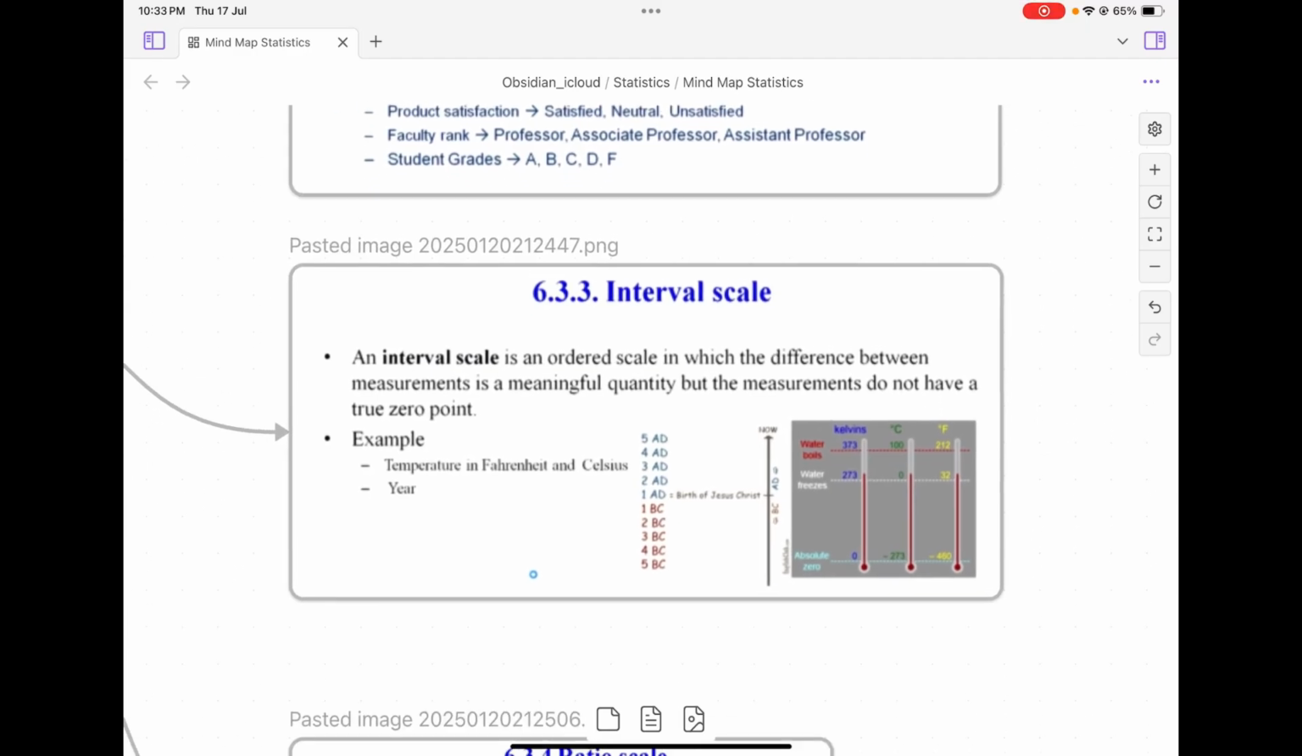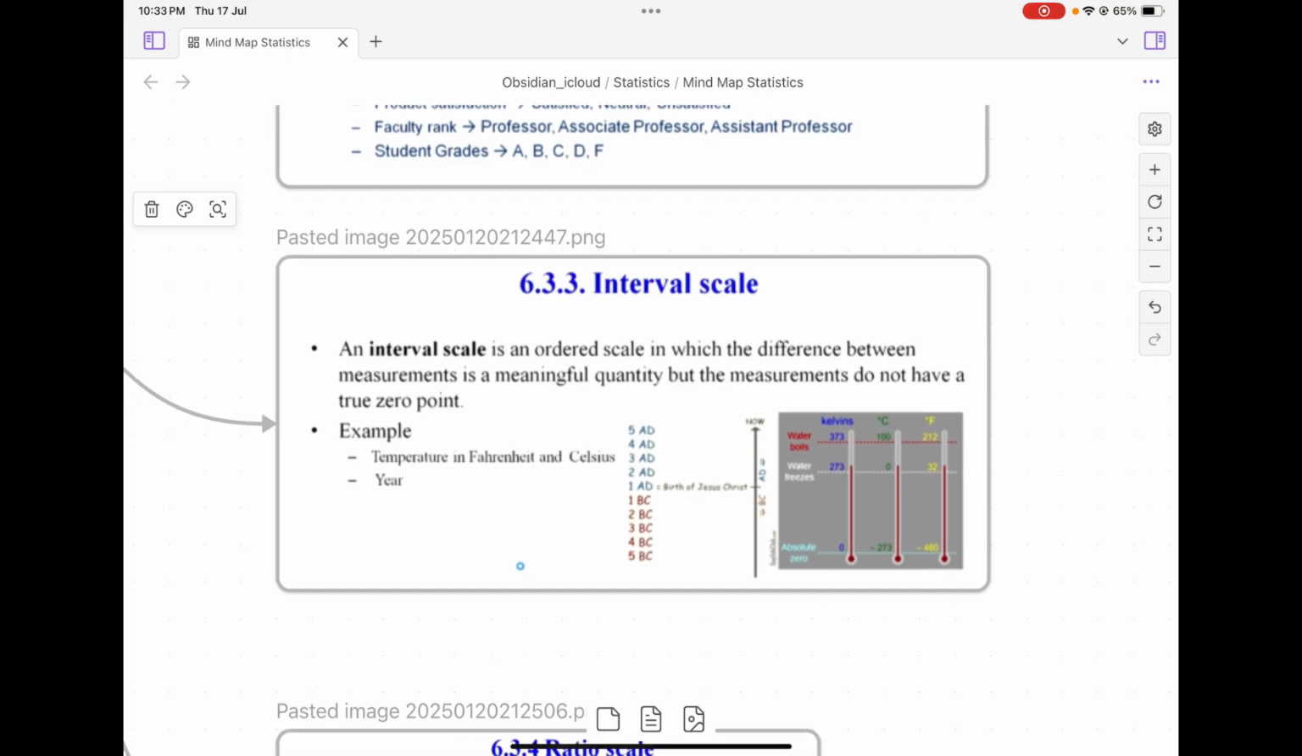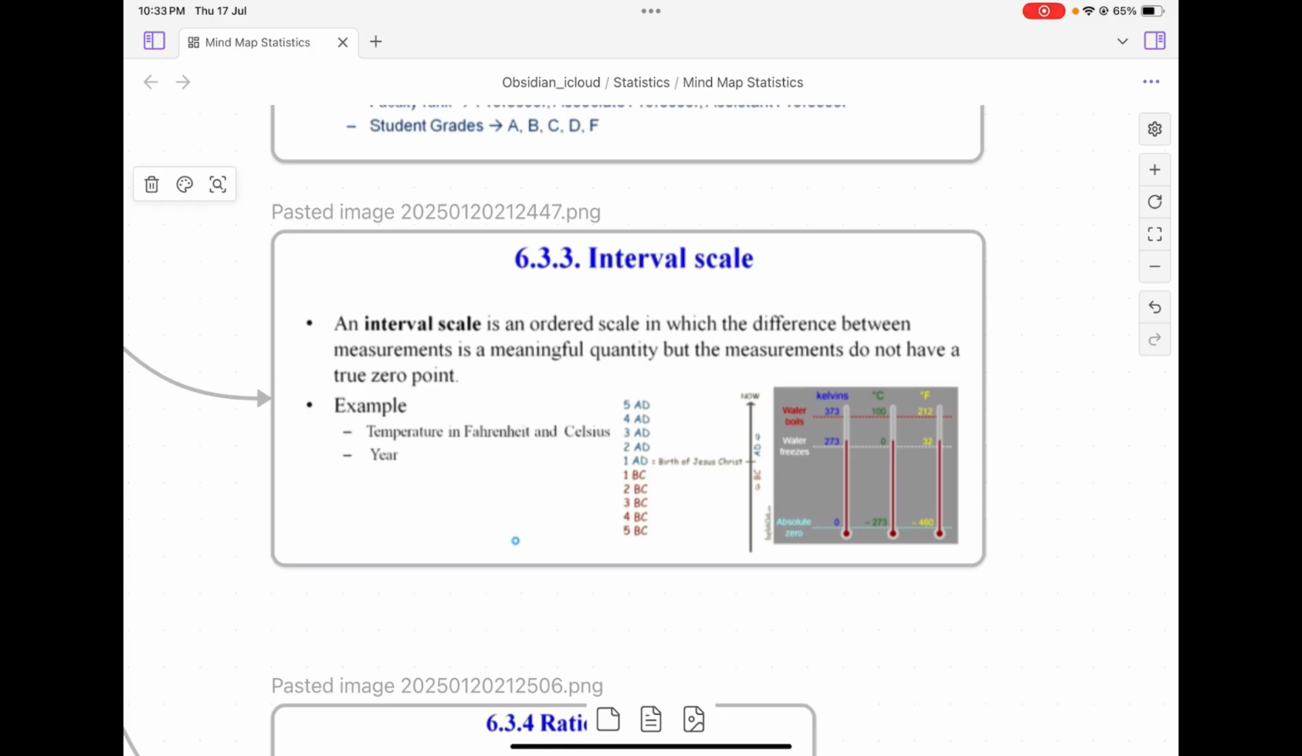Now comes the interval scale. So let us see. Interval scale and ratio scale are the two different types of data that are very useful for a data science student or engineer, data engineer. So let us see what is an interval scale. Interval scale is an ordered scale. There is also a ranking between them, in which the difference between the measurements is a measurable quantity.